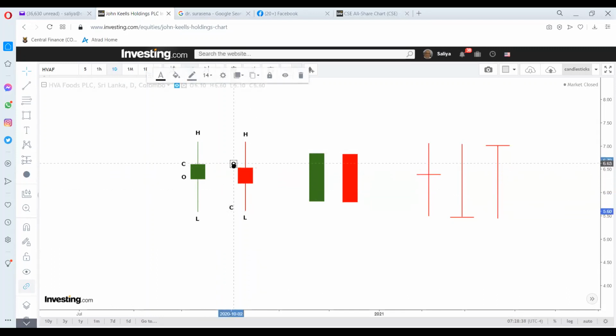Where it opens, rallies up, hits a high, retraces down, hits a low, and closes a little below the open price. This is called the neutral bullish and bearish candles. Then the least bullish and bearish candles will be something like this. They are the least bullish.